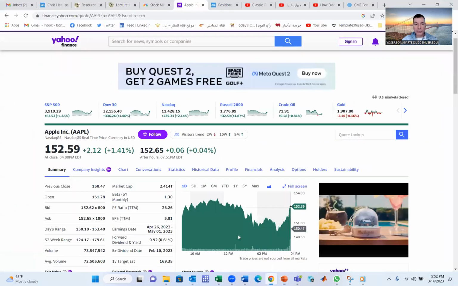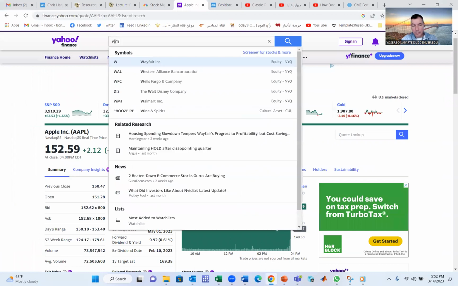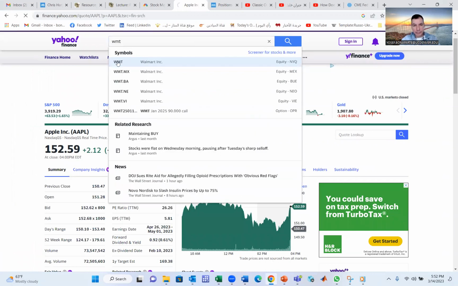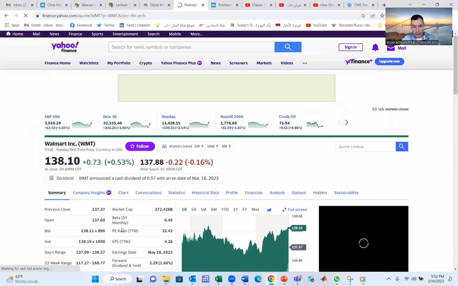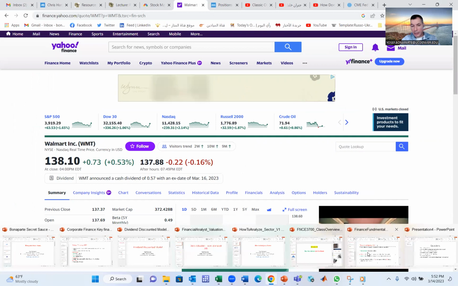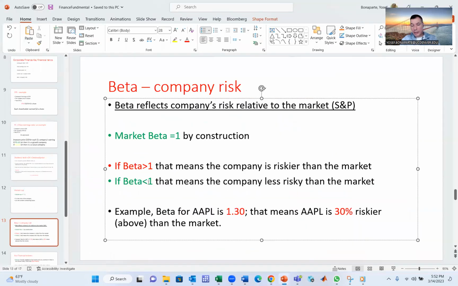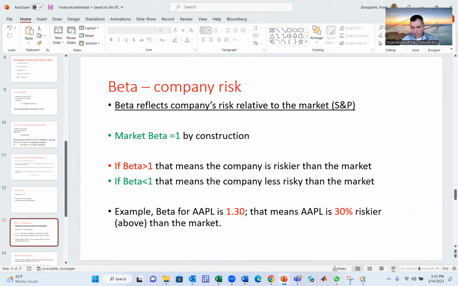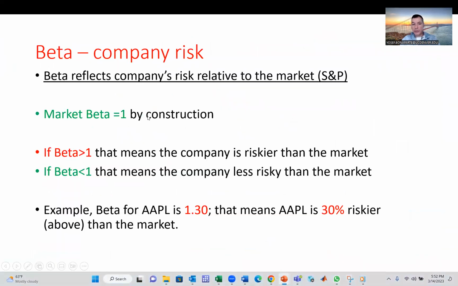If you take, for example, Walmart, their beta is below 1. Their beta is 0.49. In this case, if the beta is below 1, that means Walmart is less risky than the market by 51%. So beta reflects the riskiness of the company. If it's above 1, it means riskier than the market. Below 1, less risky than the market.